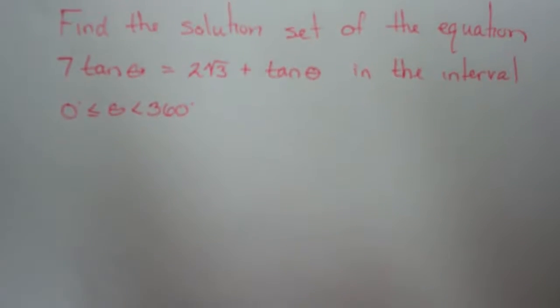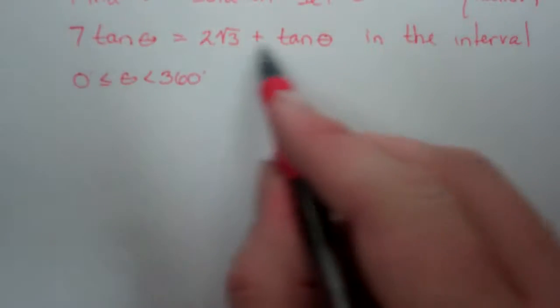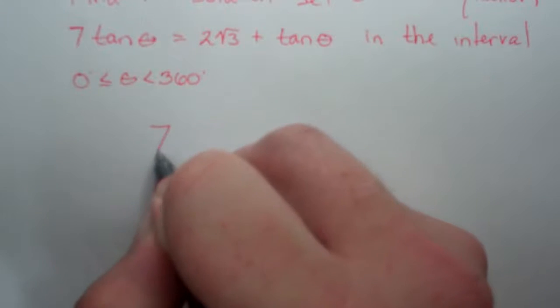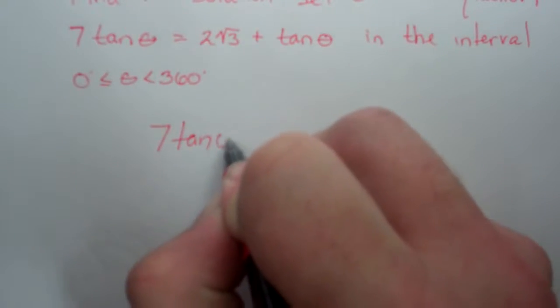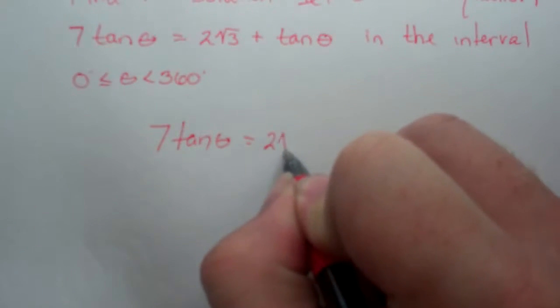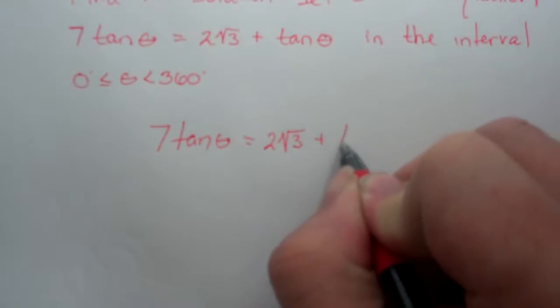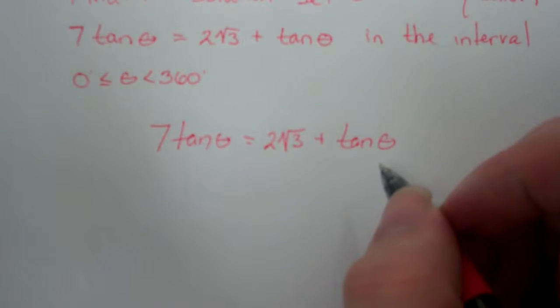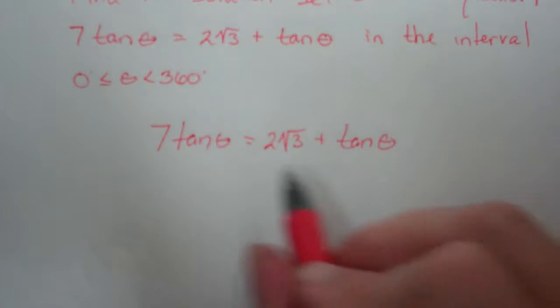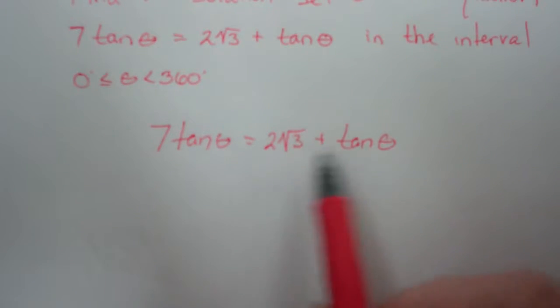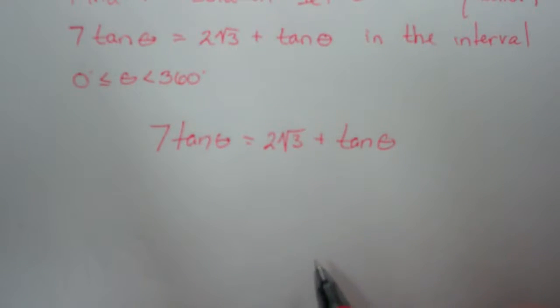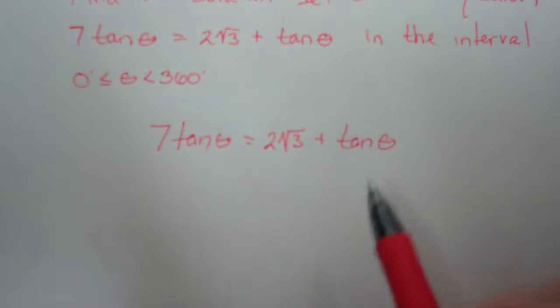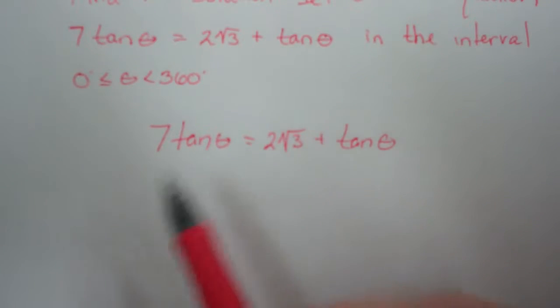360. So that we have room to work, I'm going to bring the equation down. So this is 7 times the tangent of theta is equal to 2 radical 3 plus the tangent of theta. Excellent. So let's try to isolate the function part of this equation. That's really the way you solve any equation. First you try to isolate the function, and then you undo the function with its inverse.